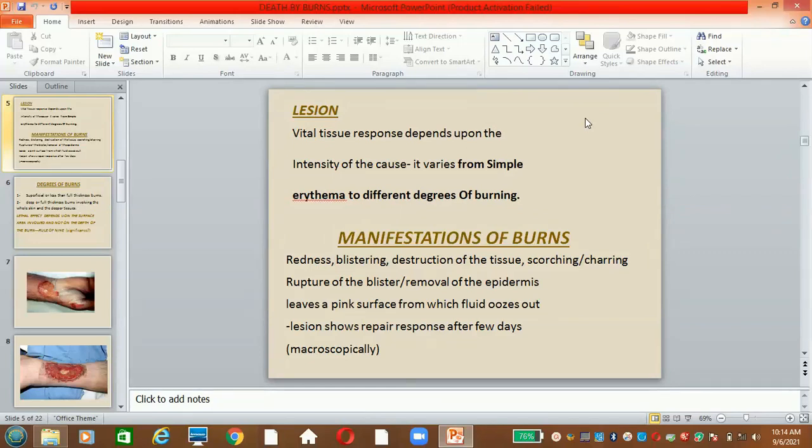What are various manifestations of burns? The burns show redness, blistering, destruction of tissue, scorching, charring, and blackening. When rupture of the blister occurs and epidermis is removed, there is a pink surface from which fluid oozes out. Lesion shows evidence of repair after few days on naked eye examination.